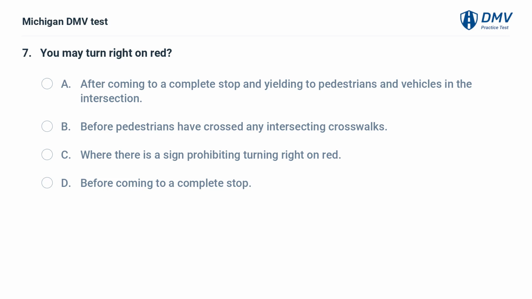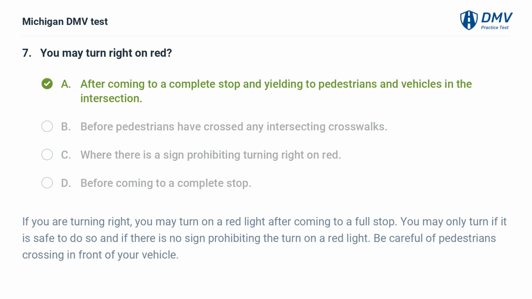You may turn right on red. A. After coming to a complete stop and yielding to pedestrians and vehicles in the intersection. B. Before pedestrians have crossed any intersecting crosswalks. C. Where there is a sign prohibiting turning right on red. D. Before coming to a complete stop. A. After coming to a complete stop and yielding to pedestrians and vehicles in the intersection.